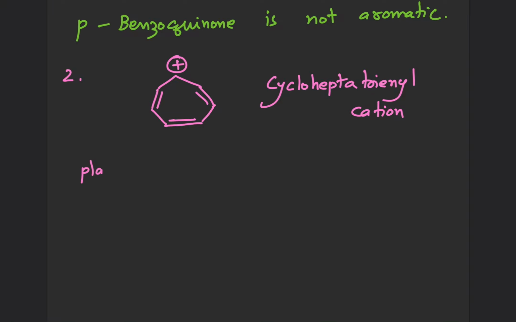First of all, it's planar. How do I know that? Because every carbon in this species is either a carbon of a double bond or a carbon bearing a positive charge. For example, all these carbons are part of a double bond, and this carbon has a positive charge, and both kinds of carbon are sp2 hybridized, and sp2 hybridized carbon is planar. So yes, it is planar.